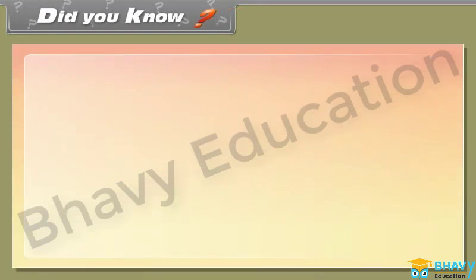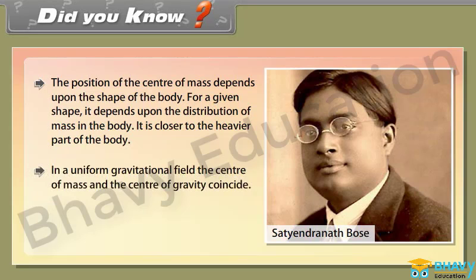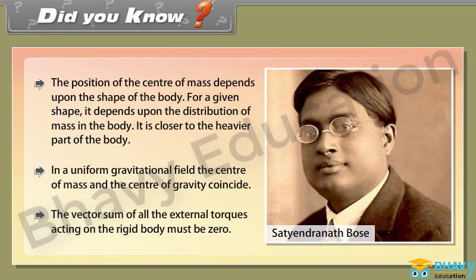Did you know? The position of the center of mass depends upon the shape of the body. For a given shape, it depends upon the distribution of mass in the body. It is closer to the heavier part of the body. In a uniform gravitational field, the center of mass and the center of gravity coincide. The vector sum of all the external torques acting on the rigid body must be 0.